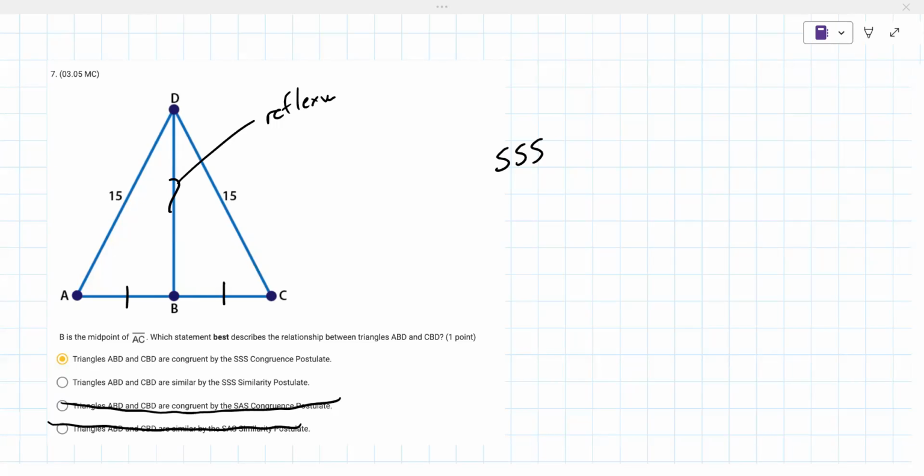So I guess the thing is, can you prove congruence? Yeah, they're exactly the same. They're not in a ratio. Yeah, because they probably would be actually. That makes sense.